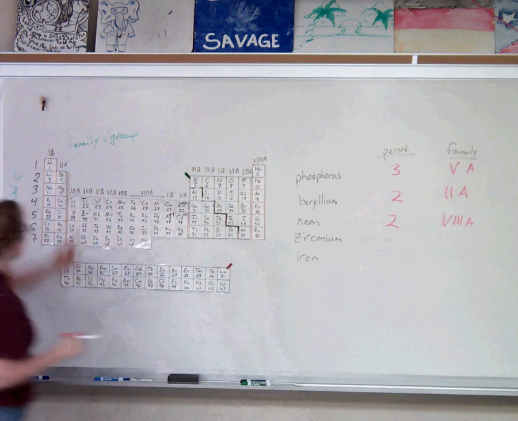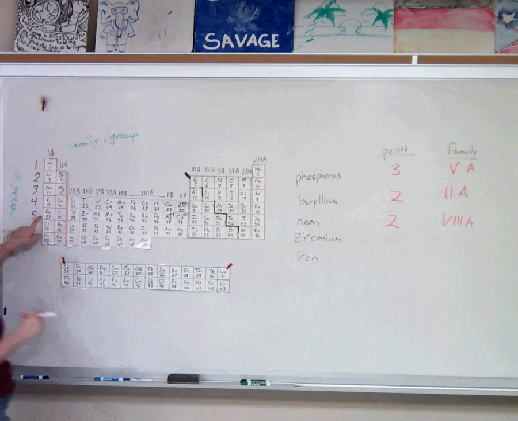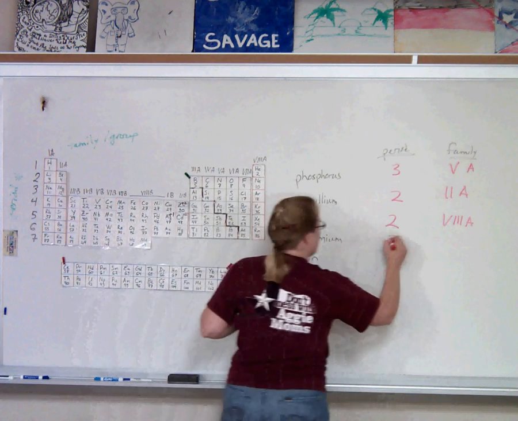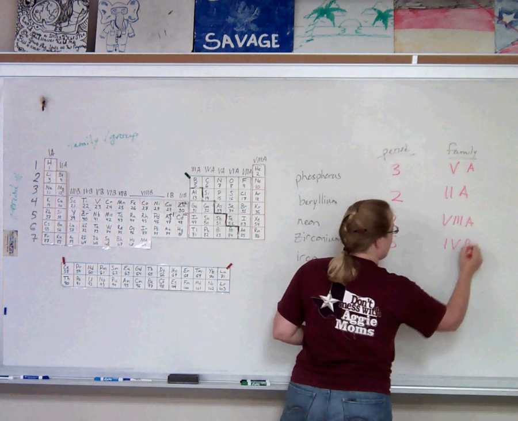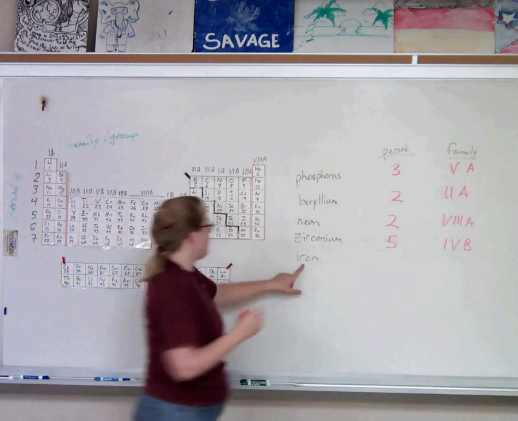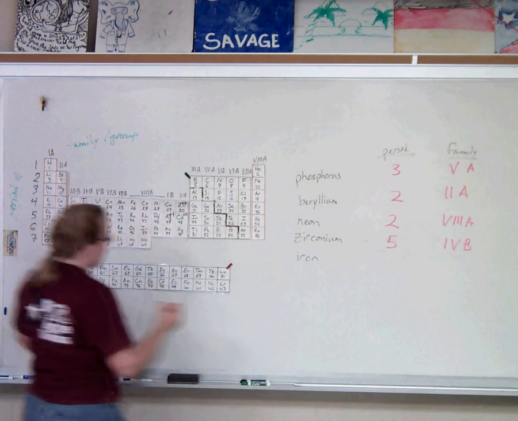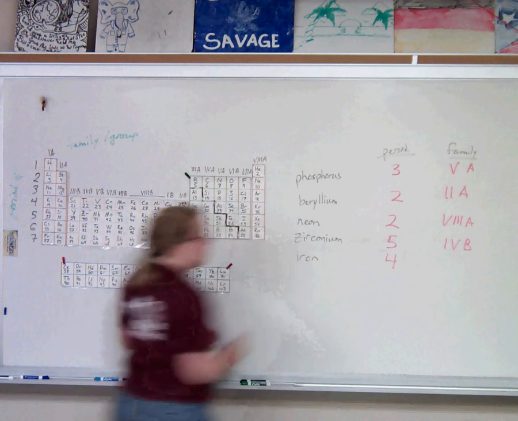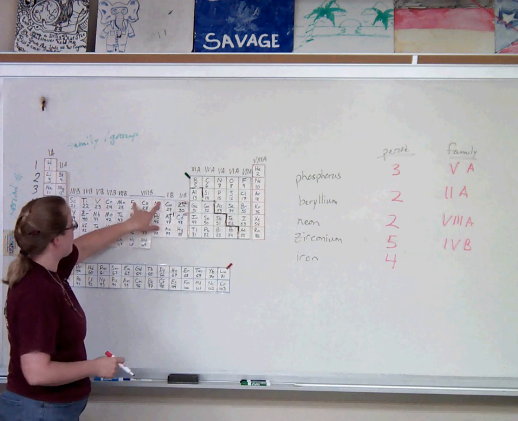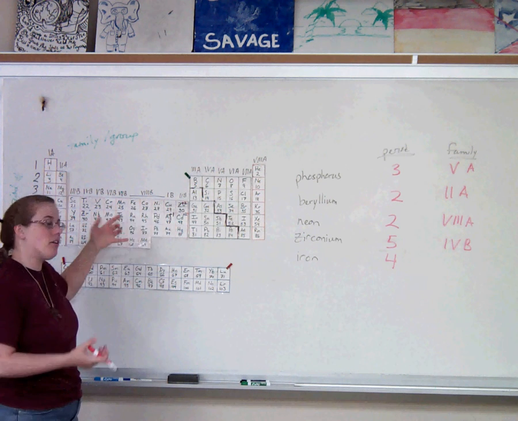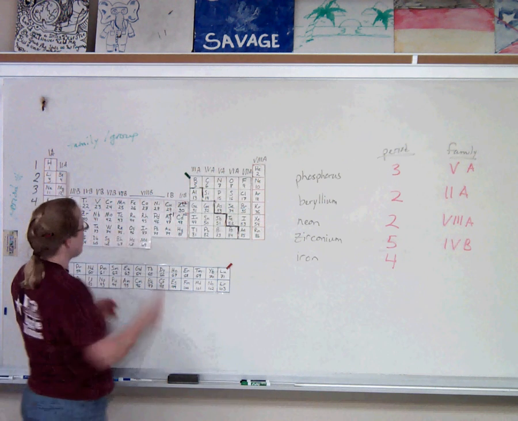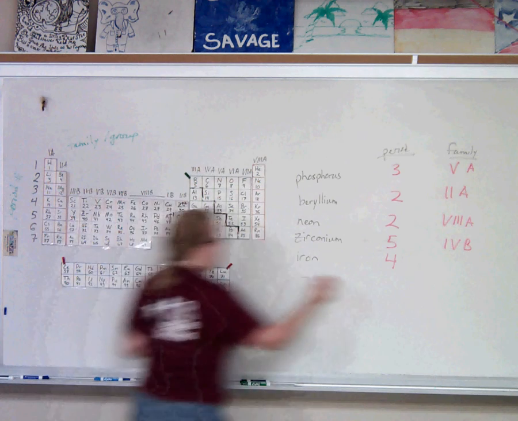Zirconium, number 40, is in period 5. Now it's in family 4B. Iron is in period 4. And it's in an interesting family. If you notice right here on the periodic table, this one Roman numeral covers these 3 columns. I call this the triple wide family. So iron is in 8B.